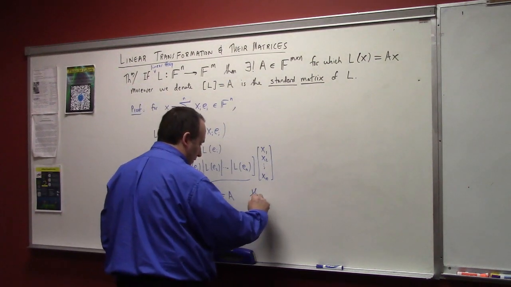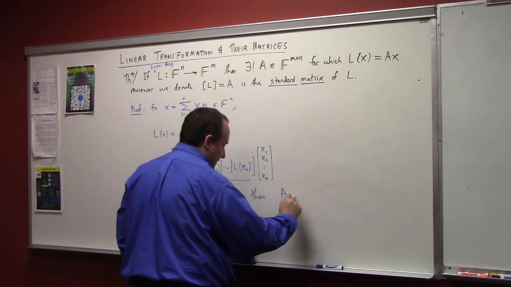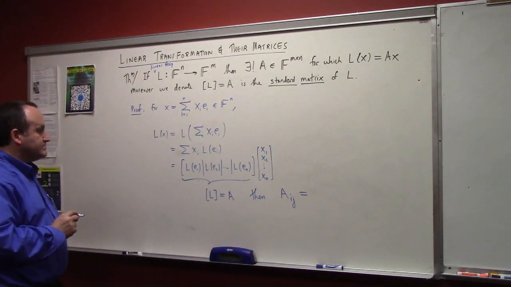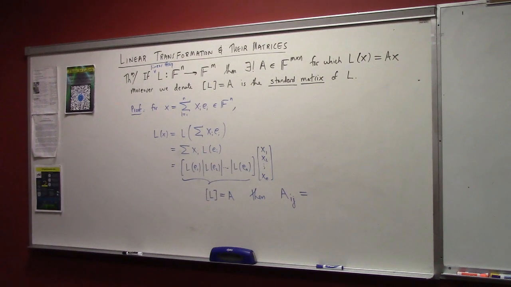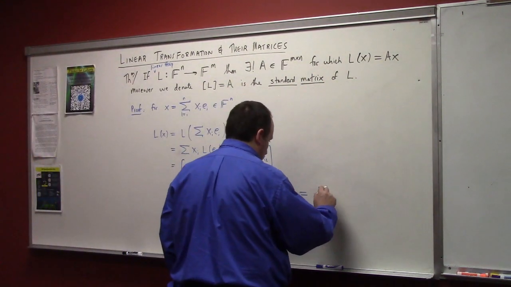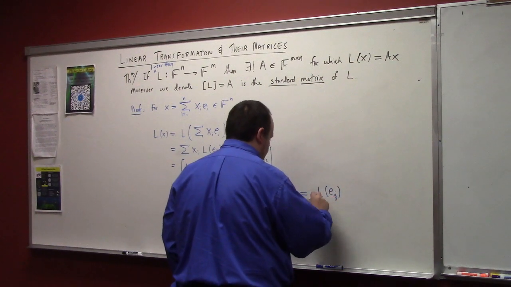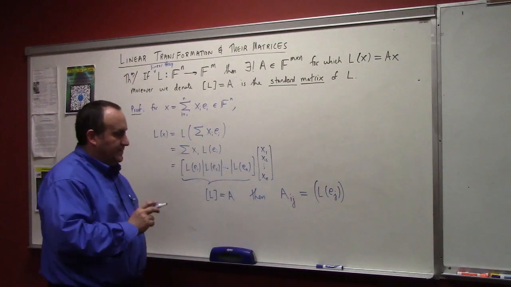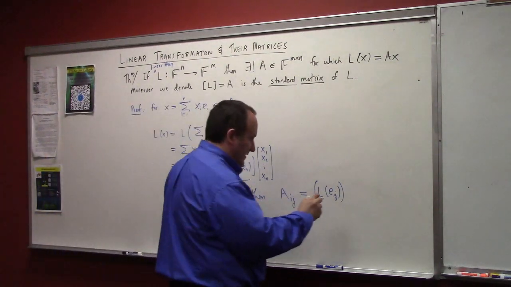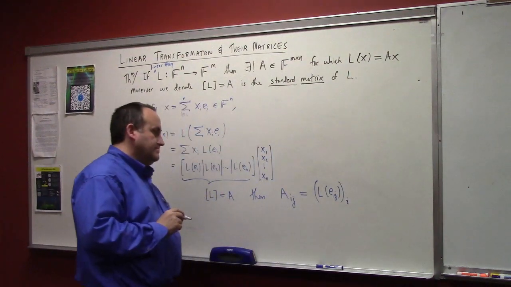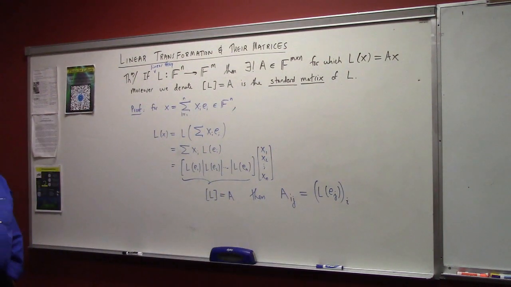All right, so if we call this equal to A, then A_ij is equal to what specifically here? J is the column index, right? So if we're in the jth column, we're looking at L(e_j). And we're looking at what? The ith component of that, right? That's the formula for the matrix. So far, so good?